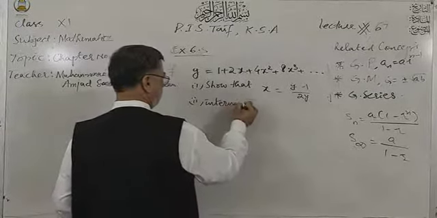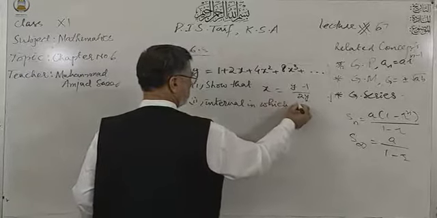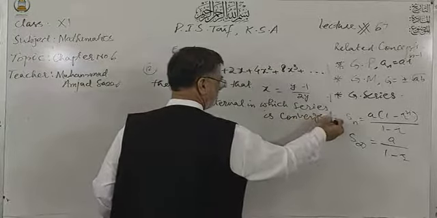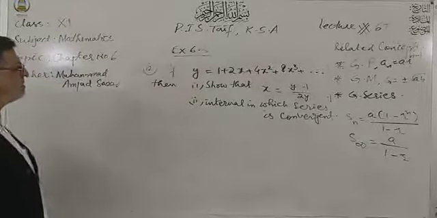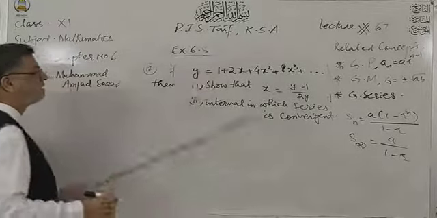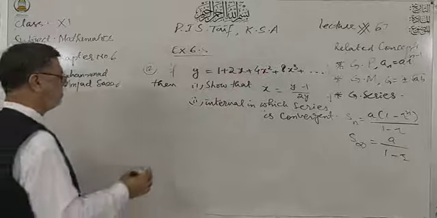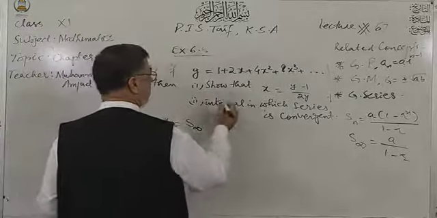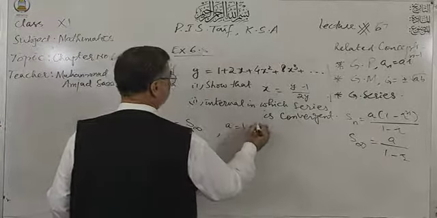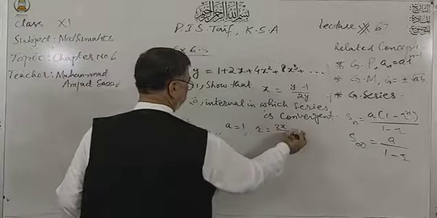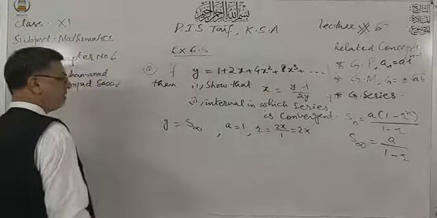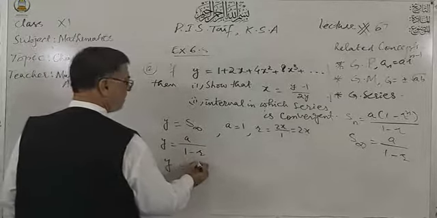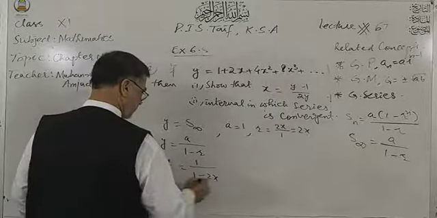Interval in which the series is convergent. Dear students, you know that y is equal to 1 plus 2x plus 4x square plus 8x cube. So y is equal to S infinity. You know that a is 1, and r is second over first term, that is 2x. So y is equal to a over 1 minus r, that is 1 over 1 minus 2x.